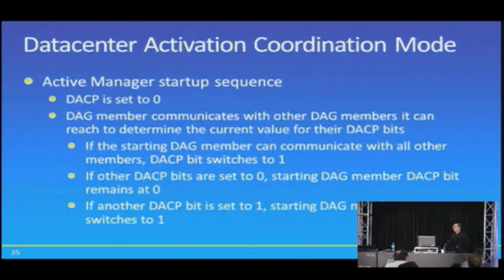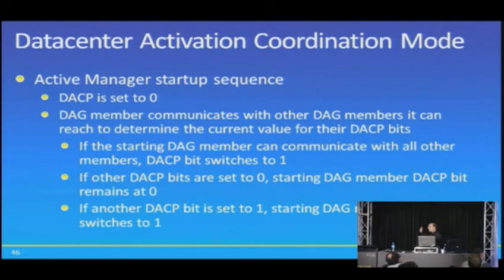So how does it work? Well, on startup, obviously everything in memory is gone. So when we start up, the normal state is to have a DACP bit of 0. You're not allowed to mount databases unless and until you can either talk to all other DAG members, or you can talk to one DAG member that has its DACP bit set to 1. If you can talk to another DAG member that has its bit set to 1, it has permission to mount databases. Therefore, you'll have permission to mount databases based on communication with it.